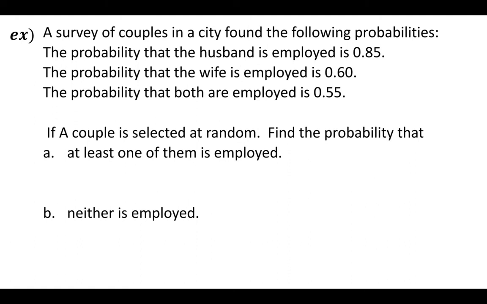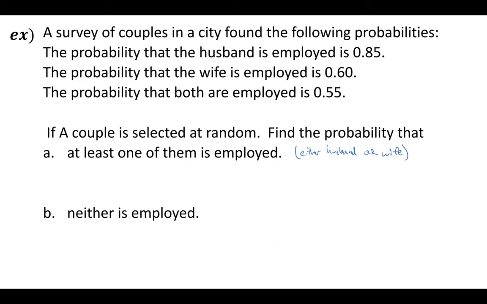Surveying couples in a city found the following probabilities. Probability that the husband is employed is 0.85. Probability that a wife is employed is 0.60. And the probability that both are employed is 0.55. If a couple is selected at random, find the probability that at least one of them is employed. This is just a different way of saying either husband or wife, at least one, meaning one, the other, or both.